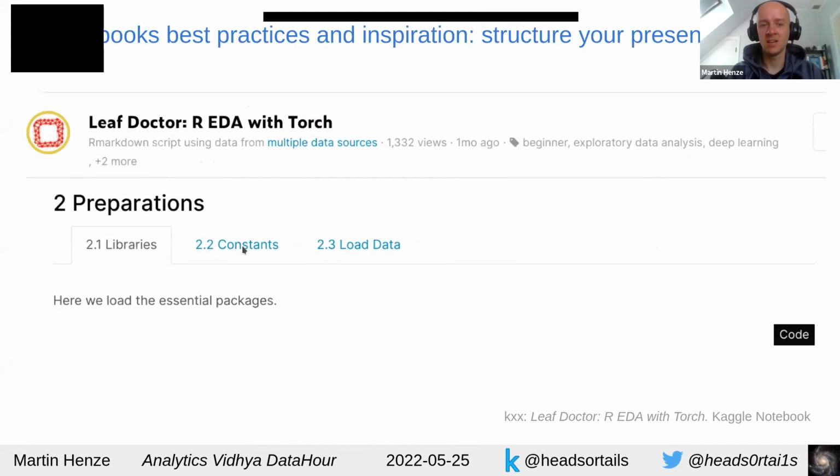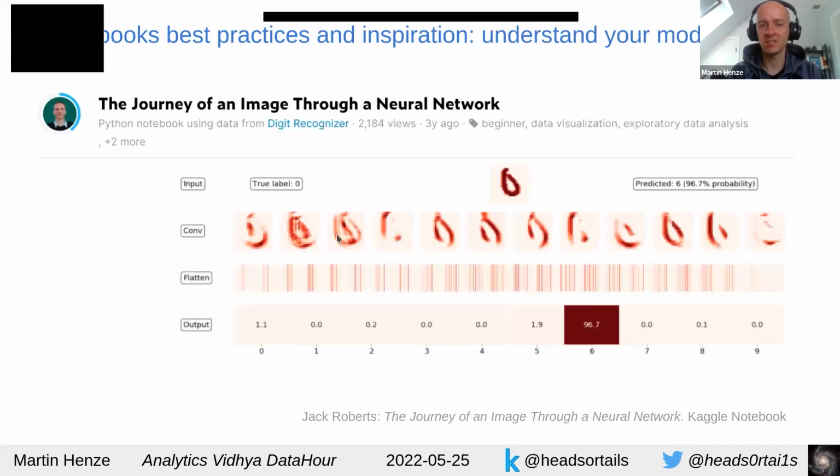R allows you to do that with these tabs, right? You can click on this and you get a new part. You can click on that, you get a different part. And sometimes it helps you a lot in understanding your model. So there's this great kernel that I really want everybody to check out. It's called The Journey of an Image Through a Neural Network. It touches on the CNN question that we had, but here it's the other way around.